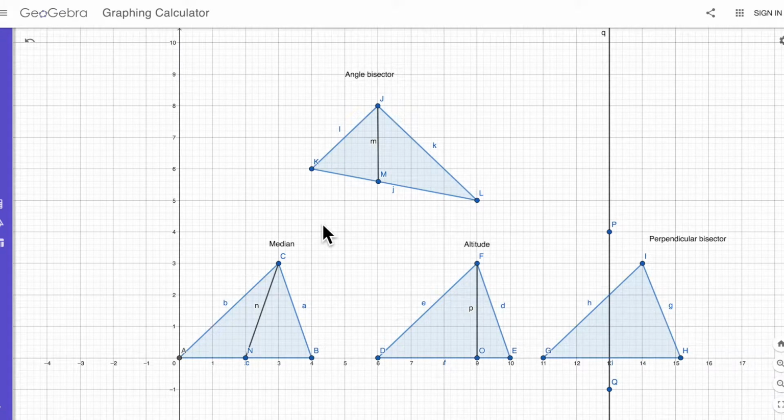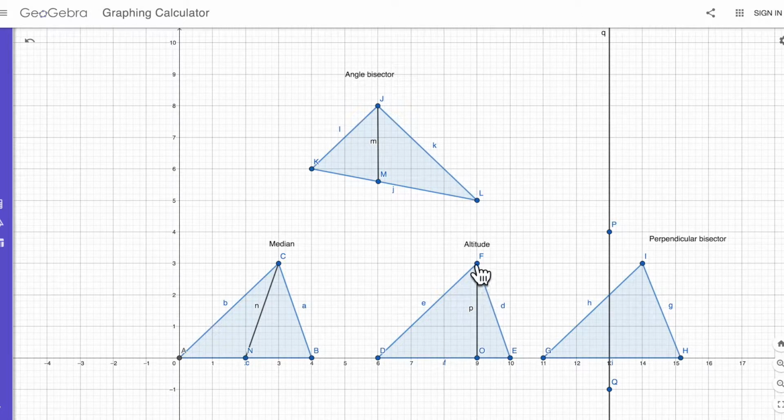Hello everyone, and today we'll be talking about medians, altitudes, perpendicular bisectors, and angle bisectors. First, let me introduce what they are. As you can see, the median stems from the vertex and basically splits the opposite side into two.